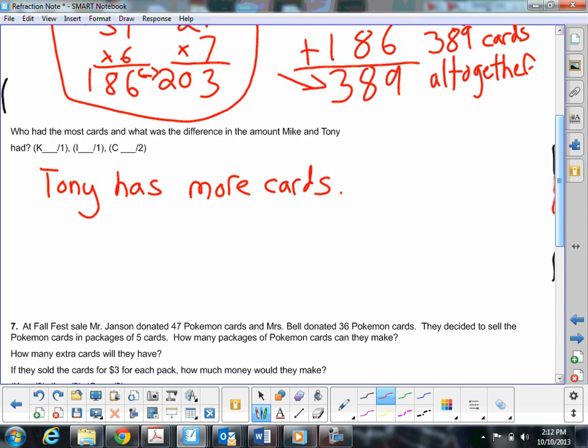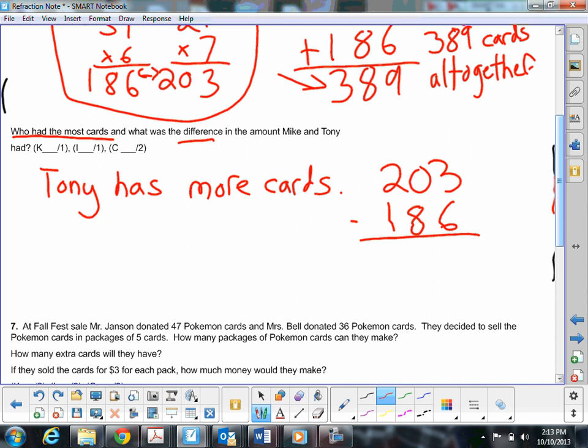Okay, but how many? Because who has the most cards? That's the one part that's important. Difference is the second part because that's a subtraction piece. We know that the two numbers we're going to work with are 203 and 186, because we're comparing Tony and Mike. When subtracting, you always put the larger number first. So you should have 203 subtract 186.